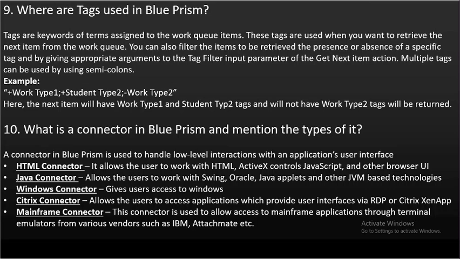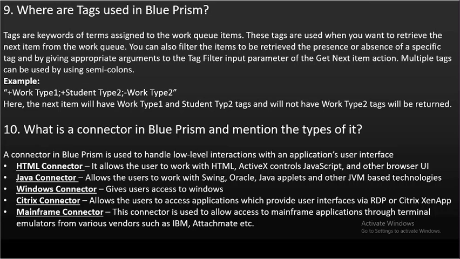And the last question is, what is a connector in Blue Prism, and mention the types of connectors. A connector is used to handle low level interaction with the application's UI or user interface. We have different kinds of connectors like HTML connectors, Java connectors, Windows connectors, Citrix connectors, and mainframe connectors. The HTML connector allows the user to work with HTML, ActiveX controls, JavaScript, and other browser UI. The Java connector allows the user to work with Swing, Oracle, Java applets, and other JVM based technologies.